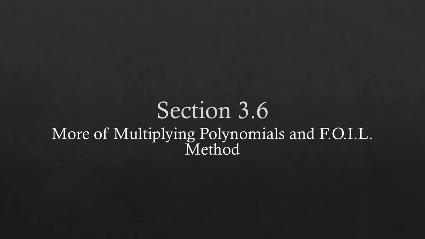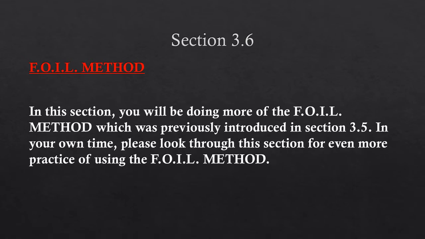Now, section 3.6 is more of multiplying monomials and the FOIL method. So therefore, when you get to this section, if you choose to, it'll be doing more of what we just done in 3.5. Once again, the FOIL method. In this section, you'll be doing more of the FOIL method, which was previously introduced in 3.5. In your own time, please look through the section for even more practice of using the FOIL method.